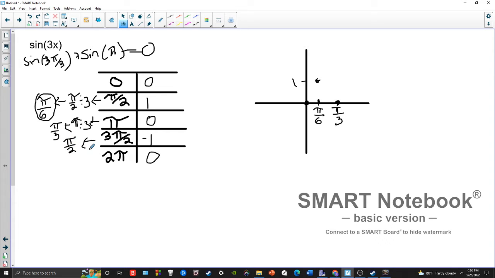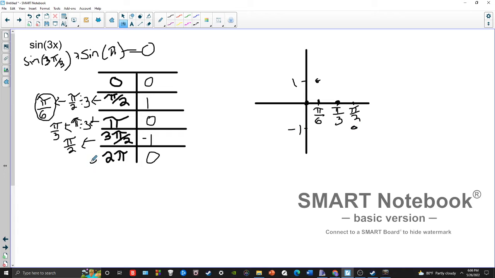Again, that's just some quick algebra there. If I take 3 pi over 2 and divide it by 3, I'm going to end up canceling the 3 on top, and I'm just going to be left with pi over 2. So my next marker here would be pi over 2, and again, I know that that's going to end up giving me a negative 1.